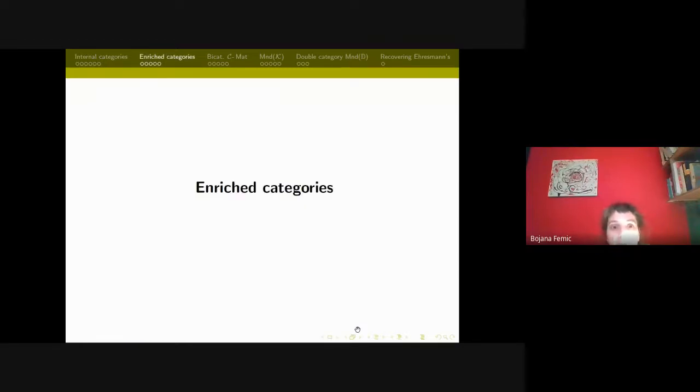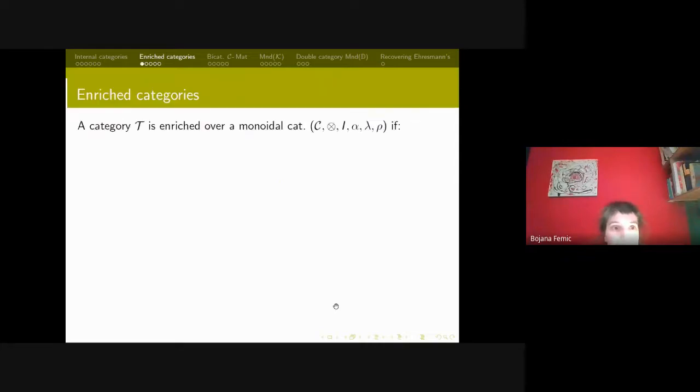Okay, so now I want to speak about enriched categories, which I guess everybody or almost everybody knows, but we will use it. A category tau is said to be enriched over a monoidal category C. If I don't say enriched over a monoidal category, but I just say a category, then I'm assuming that it's with the Cartesian product monoidal. Okay, but in general, C should be monoidal.